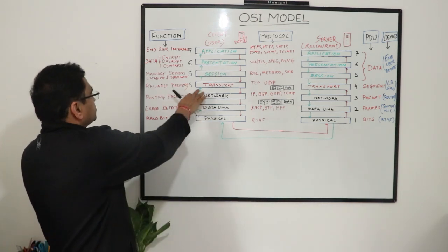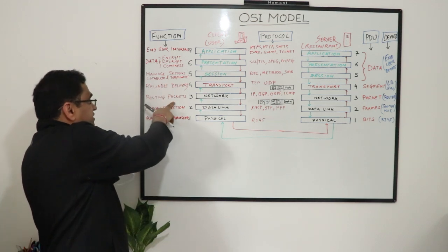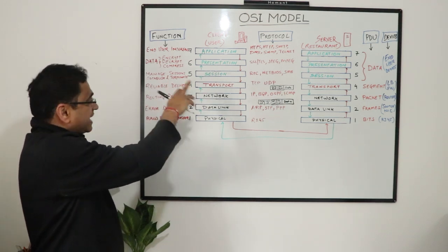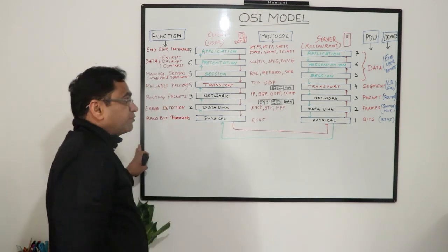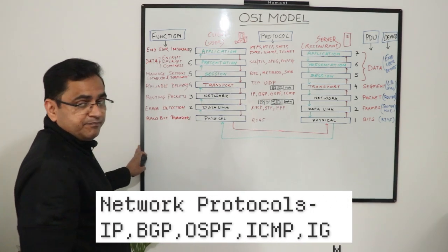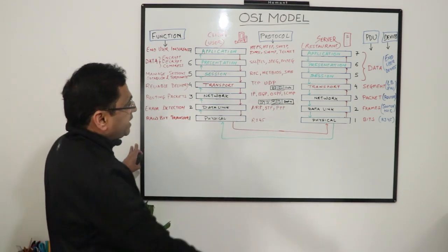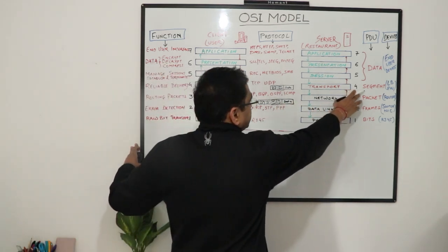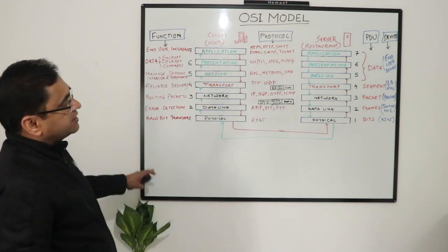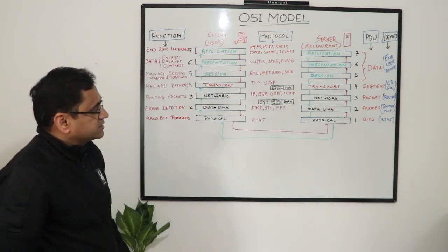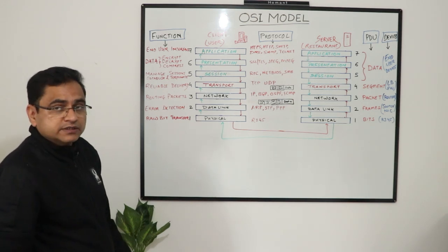So in transport, the function is the reliable delivery of the packets. The network's function is routing packets through the right channel. The protocols which deal with the transport layer are TCP and UDP, while in network they are IP, BGP, OSPF, ICMP, IGMP, etc. The PDU for transport is a segment, and for network it's a packet. The devices responsible for the transport layer are load balancers and firewalls, while the devices in the network layer are the routers or the L3 switches.